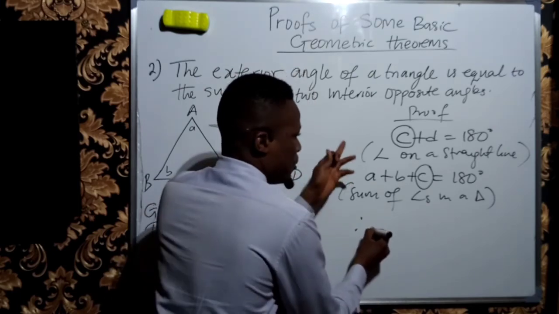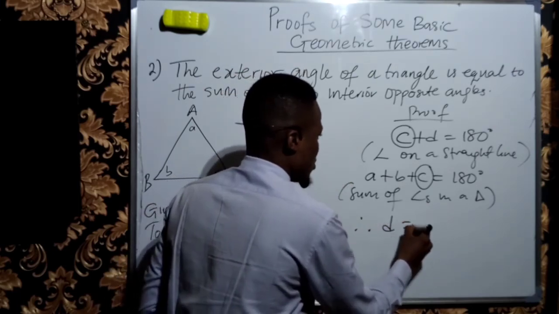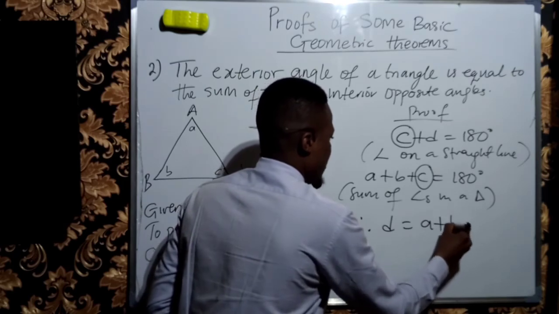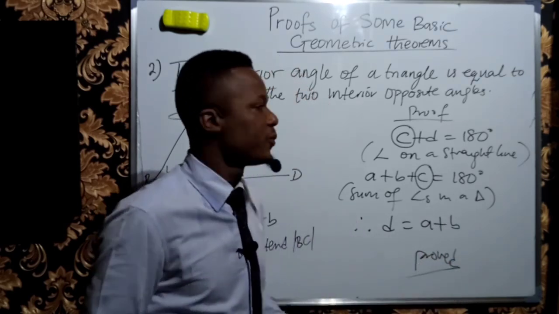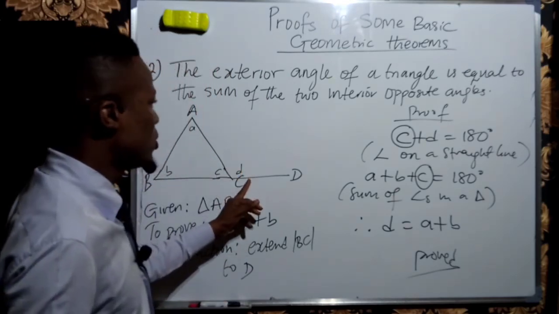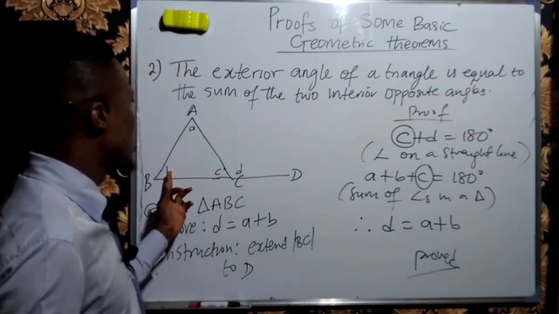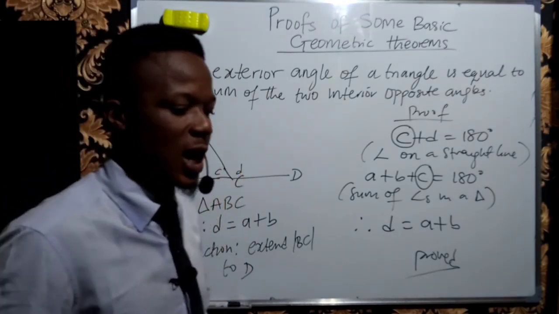So therefore, from the above, we can say that D is equivalent to A plus B. Proved. So from today, be proud to say that the exterior angle of a triangle is equivalent to the sum of the two interior opposite angles.